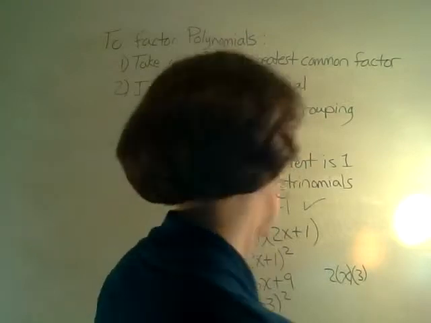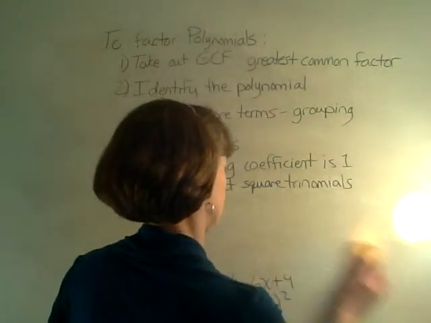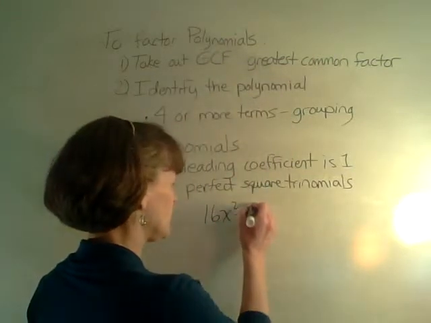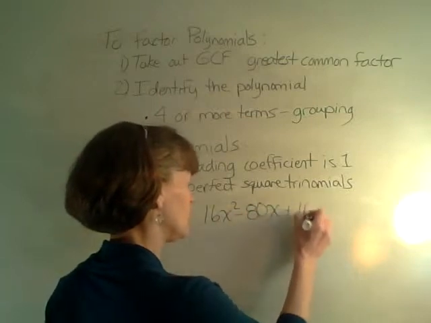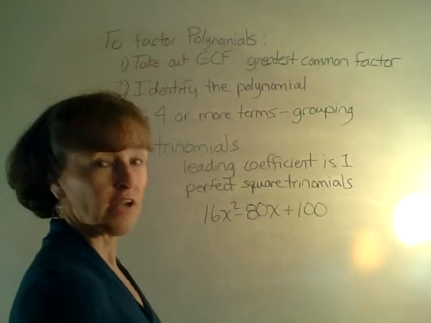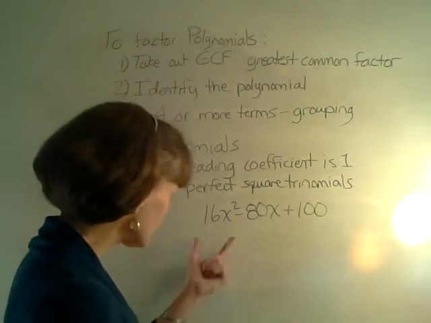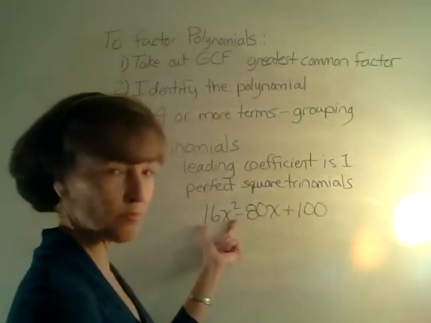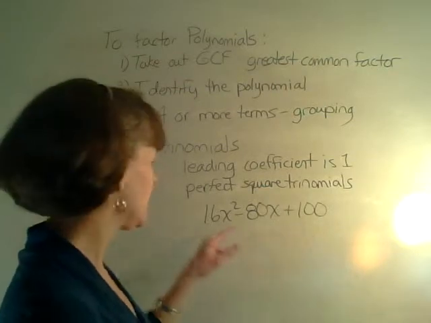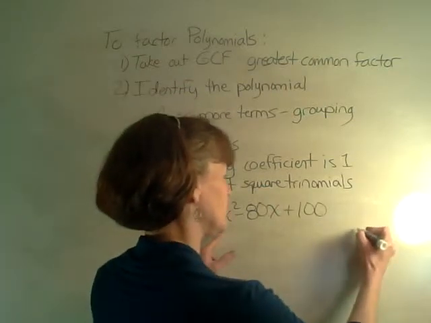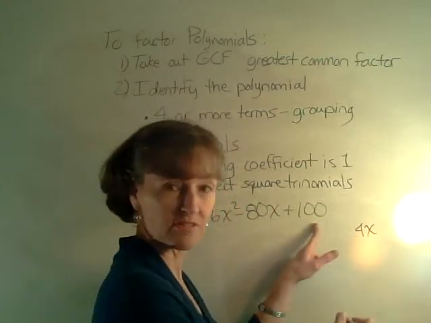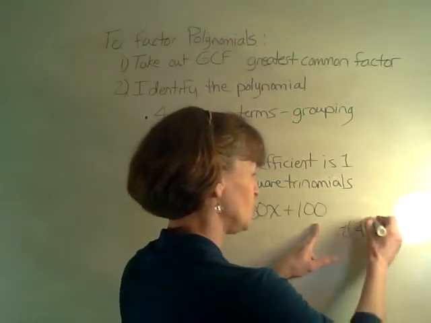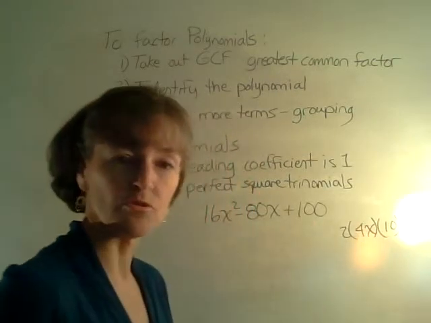Now let's do one more. This one's going to be a little bit tricky. 16x squared minus 80x plus 100. Now, this is a perfect square trinomial because 16 is a perfect square, x squared is a perfect square, 100 is a perfect square. The square root of 16x squared is 4x. The square root of 100 is 10. And if I multiply 4 times x times 10 times 2, then I get 80. So it is a perfect square trinomial.